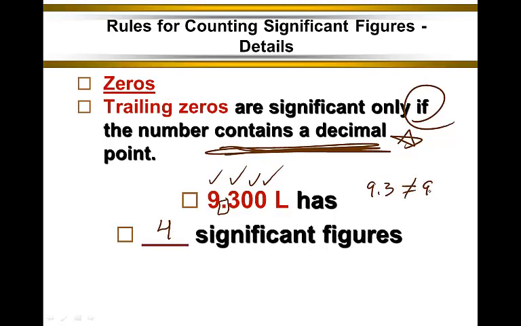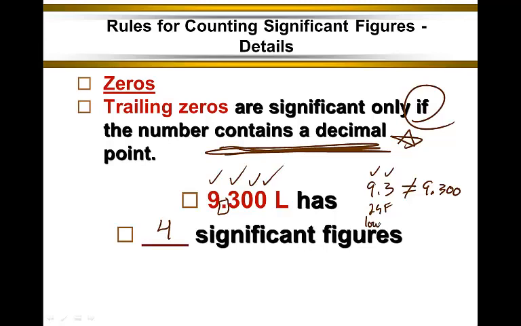This always gets lots of fun in class when we talk about this. In terms of mathematics, in terms of just sheer numbers, 9.3 is exactly the same as 9.300. In terms of precision and significant figures, in science, chemistry, physics, biology, they are not the exact same thing.